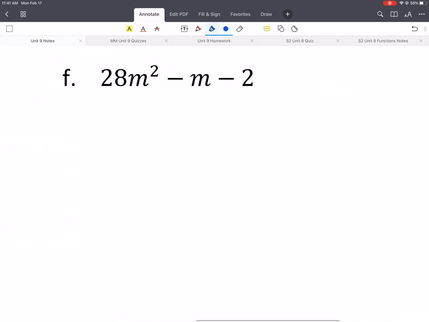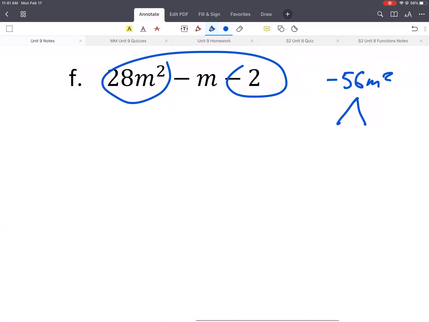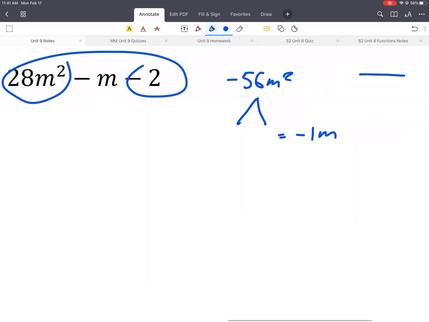Okay, last one. So grouping, negative 56 m squared. They need to add up to give us a negative m, or that's the same as a negative 1m, if that helps. So negative 1m. Okay, maybe we'll do factor pairs again.